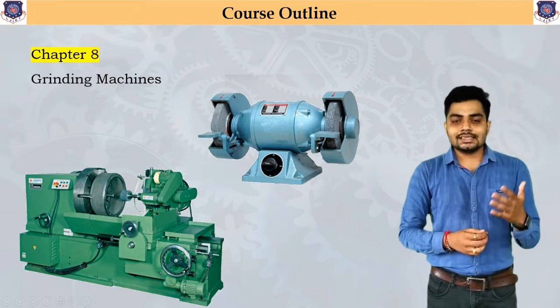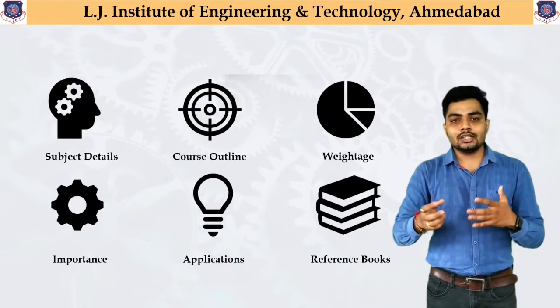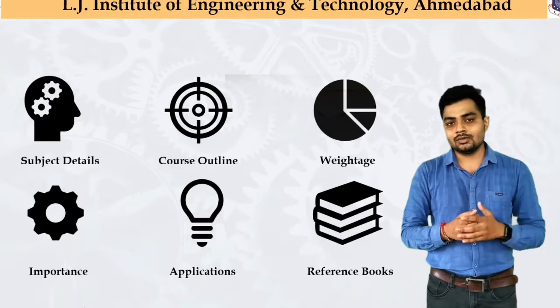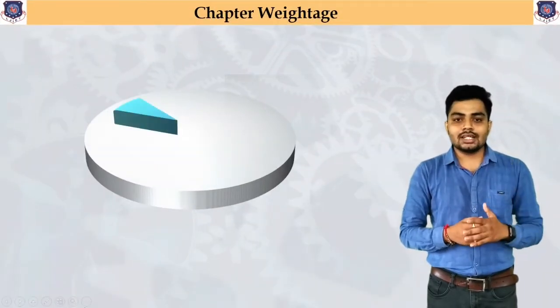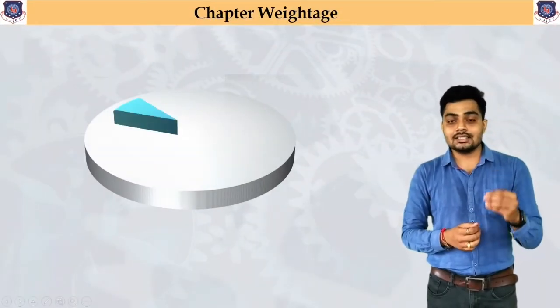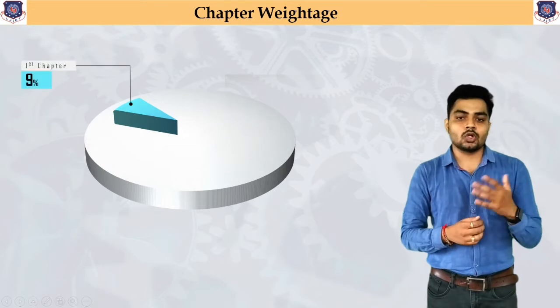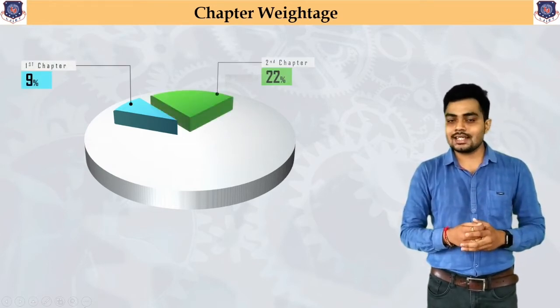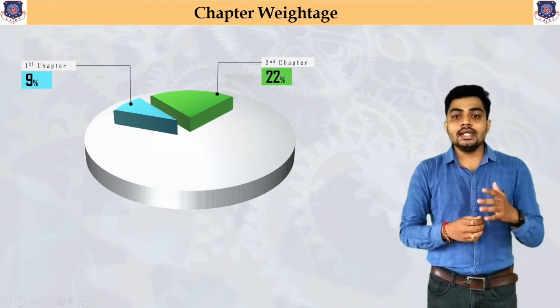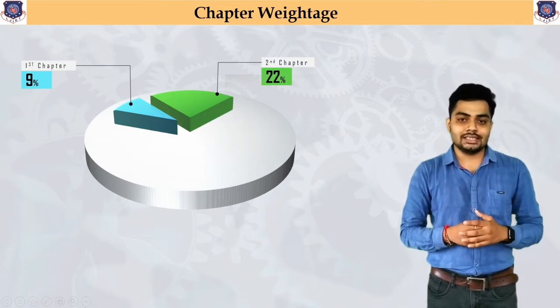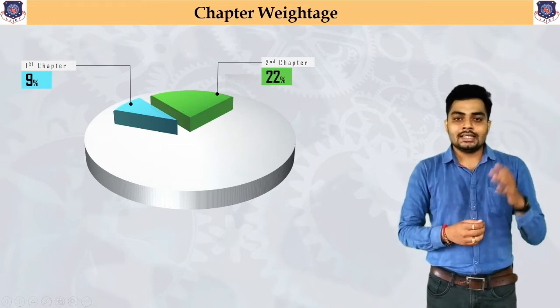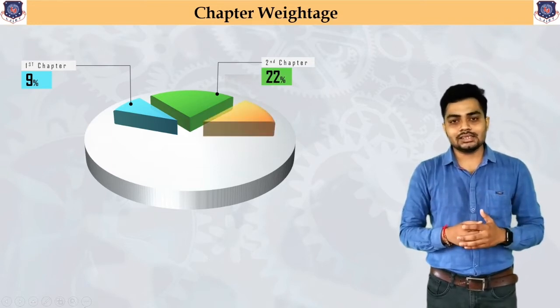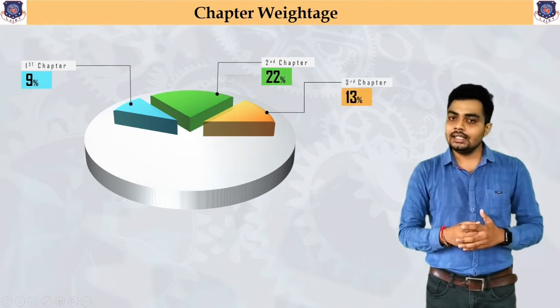Now we will discuss the weightage given to the different topics in this subject. The first one, chapter 1, consists of 9% of the overall syllabus. Chapter 2, which is most important from an examination point of view also, consists of 22%, and it is most important as a GTU examination point. Now the third chapter, the drilling machine, consists of 13%.